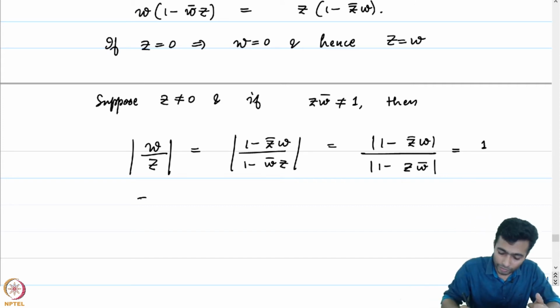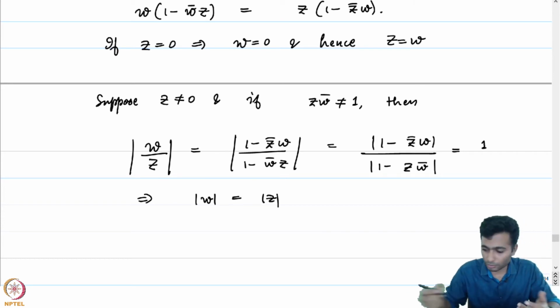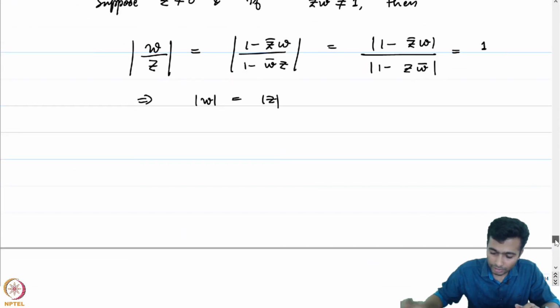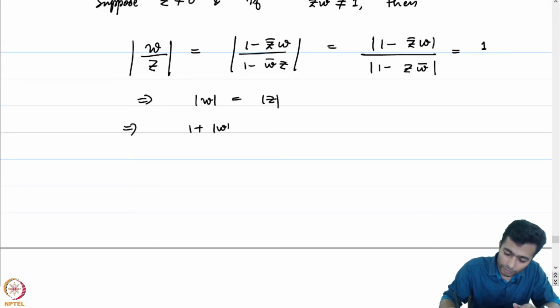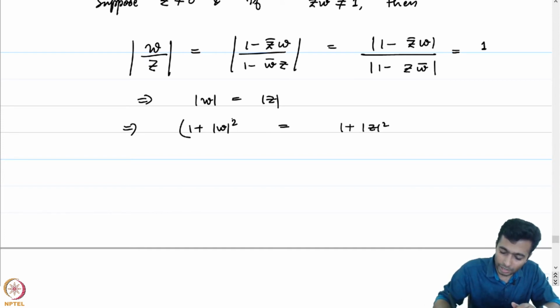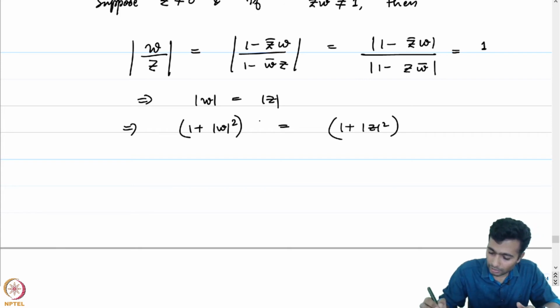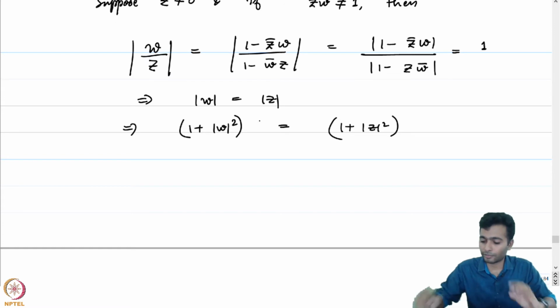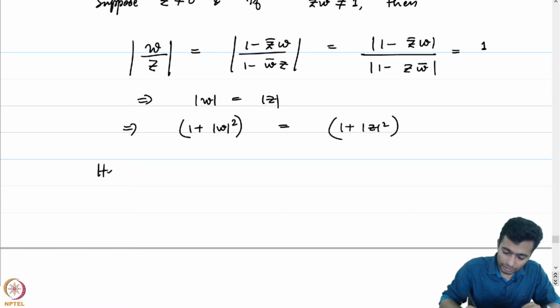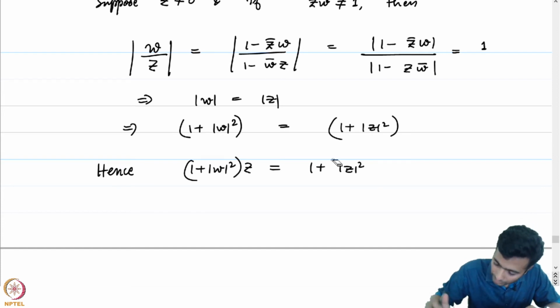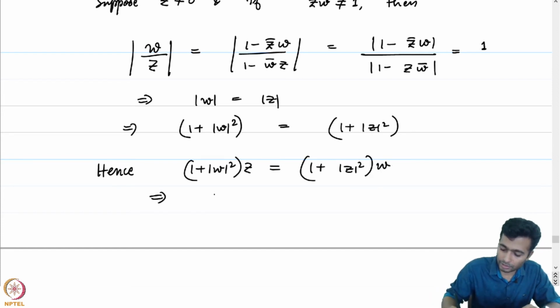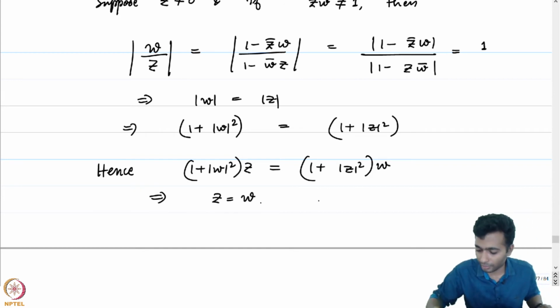So this is equal to 1, which implies that the absolute value of w is the same as the absolute value of z, and therefore its square will also be the same. Hence 1 plus absolute value of w square times z is equal to 1 plus absolute value of z square times w, which implies z is equal to w, and we are done.